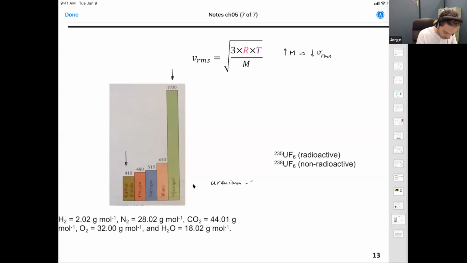Uranium-235 is radioactive and is the one that's useful to produce energy or to produce bombs.